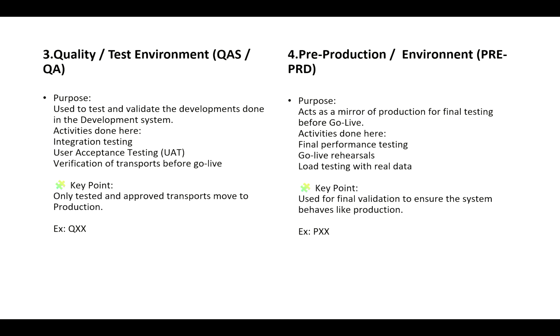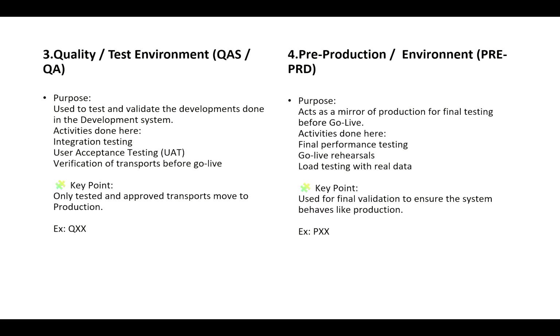And the final one is used for final validation to ensure the system works. As I told, it's the final validation. At last they will do the final validation once again to check whether everything is good or not. So they check whether the system behaves like production or not, and then they'll move the changes to production at last.